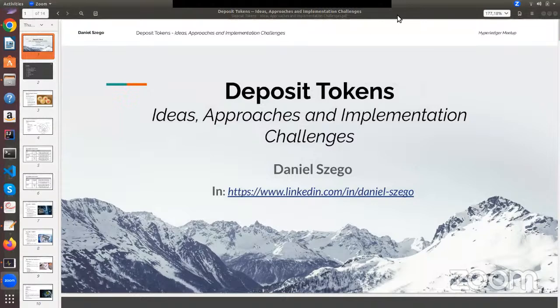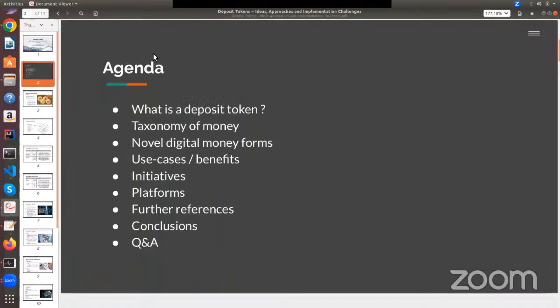But anyway, the topic for today is deposit tokens or tokenized commercial bank deposits, which is practically at a very early stage. I would say that there aren't many applications on the topic. So I will have a 30 minute presentation on the topic, and then we can have some conclusions, some discussions, some questions and answers at the end.